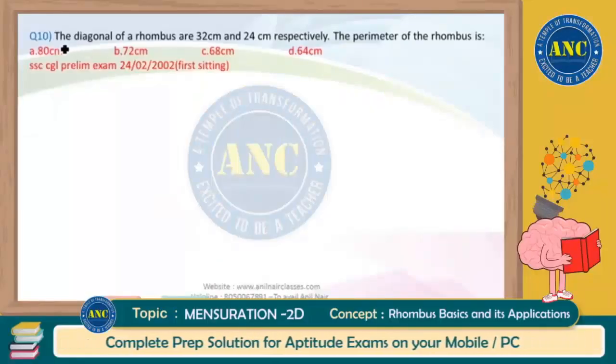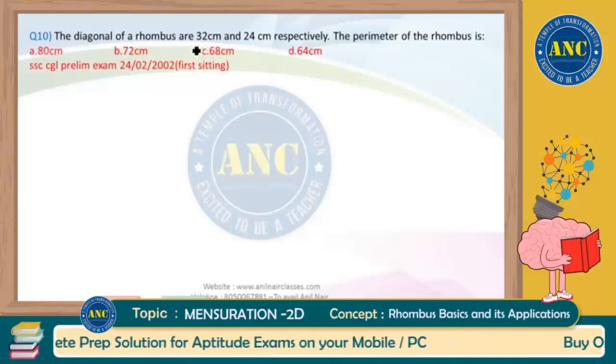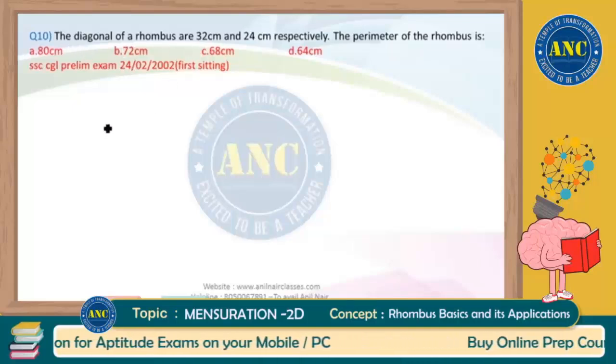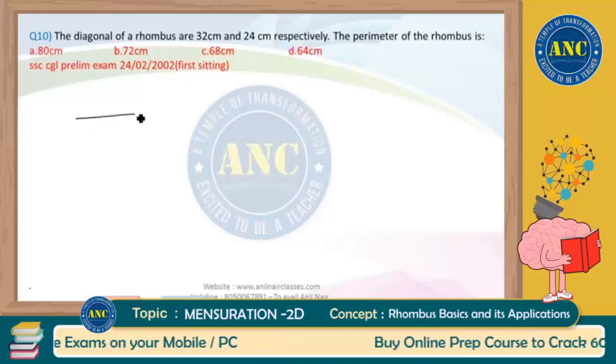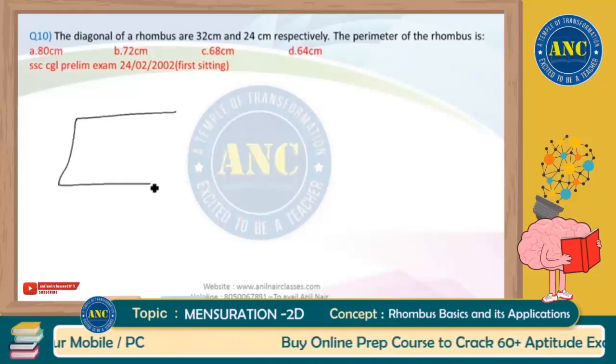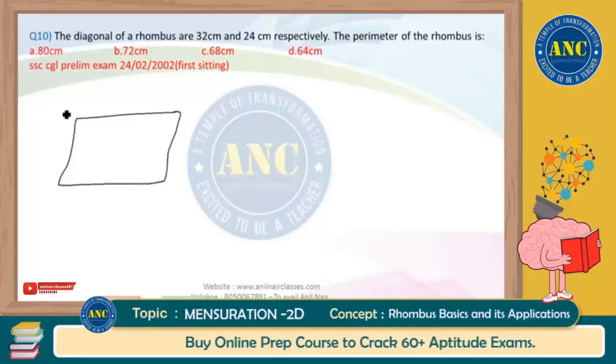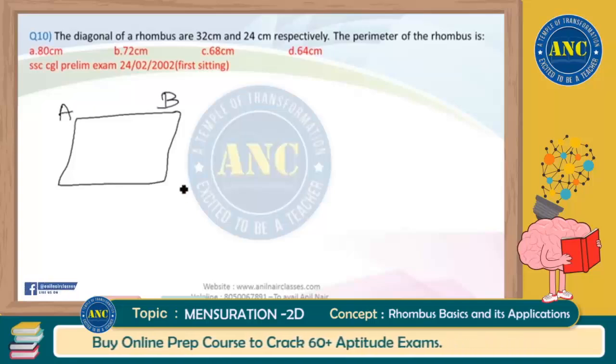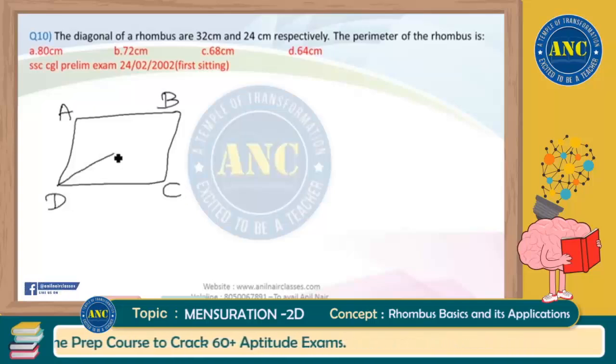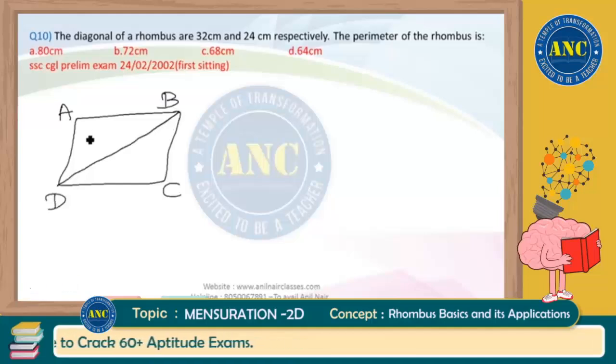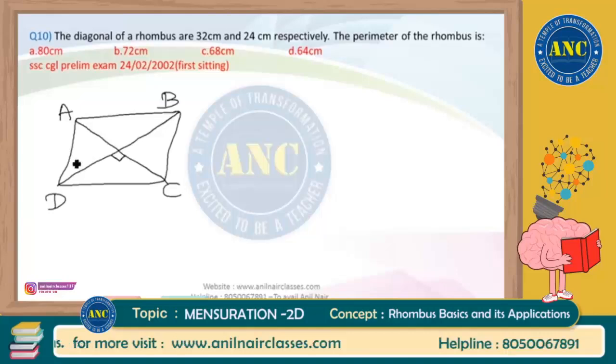See the next question. Question number 10. The diagonals of a rhombus are 32 centimeter and 24 centimeter respectively. Let me draw it. Let me name this as A, B, C, D, right? One of the diagonals is 32 centimeter, another diagonal is 24 centimeter. They both will be perpendicular and they both will bisect each other. 32 will become 16 and 16, 24 becomes 12 and 12. Beautiful. Till here it is clear.